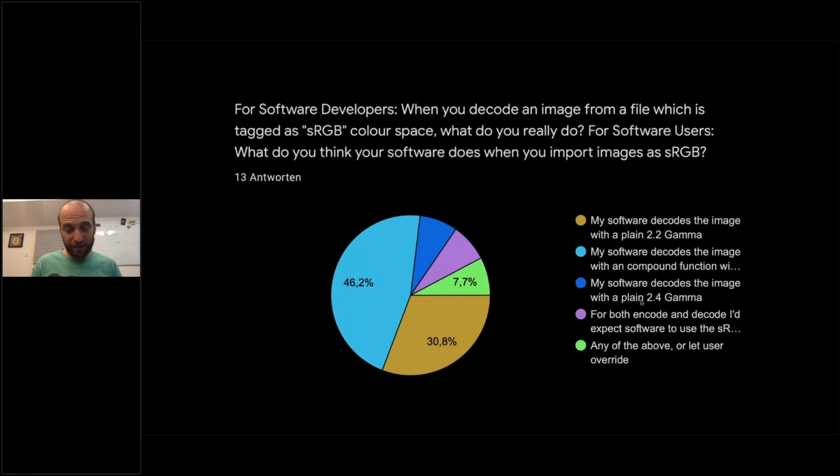Then we also get, and this is the majority, it's not far ahead, but it's always those 50-ish, a little bit more percent, where you could say that already gives a majority. Yeah, my software decodes with a 2.4 gamma function, both encoding and decoding. I'd expect software to use the sRGB compound function. So this slice goes over here, and we get the majority again: on the decoding and encoding side, use the compound function.